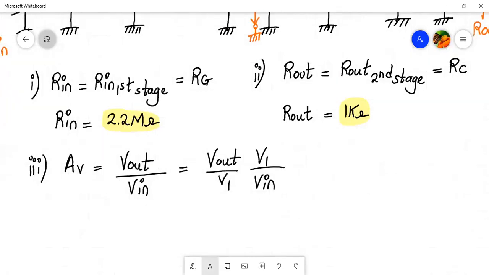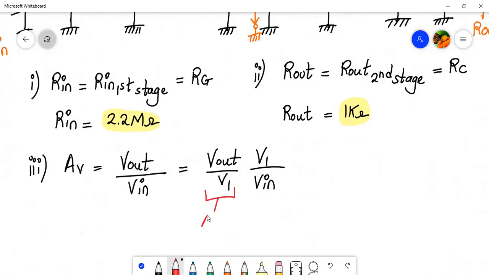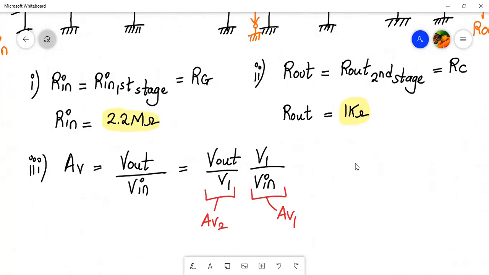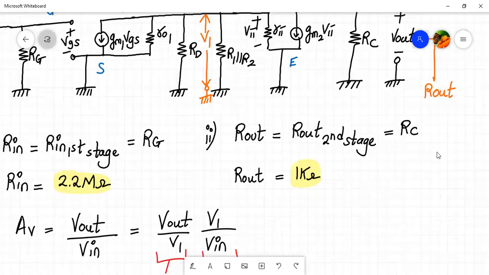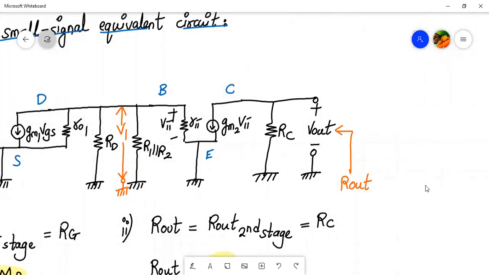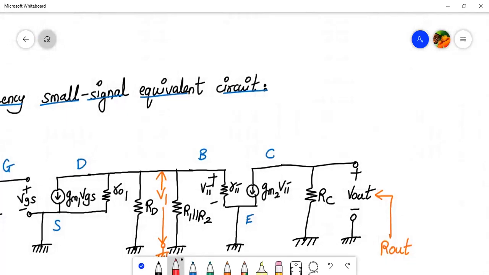Now V out upon V1 is nothing but the gain of the second stage, which is AV2, and V1 upon V in is nothing but the gain of the first stage, AV1. All right, so let's proceed further. We need to quickly calculate AV1 and AV2, which we can easily do over here. Let me write it very quickly using green color.